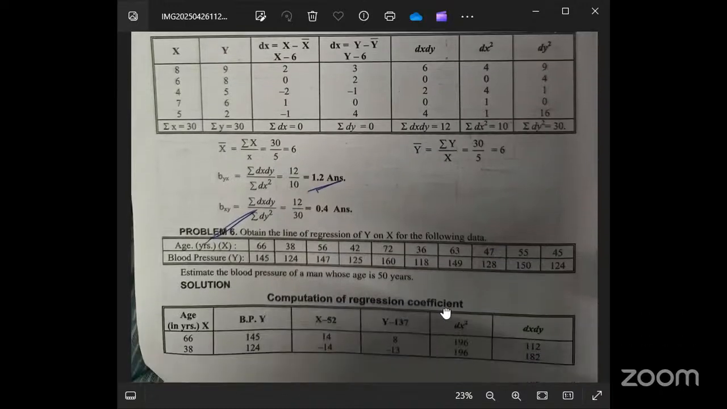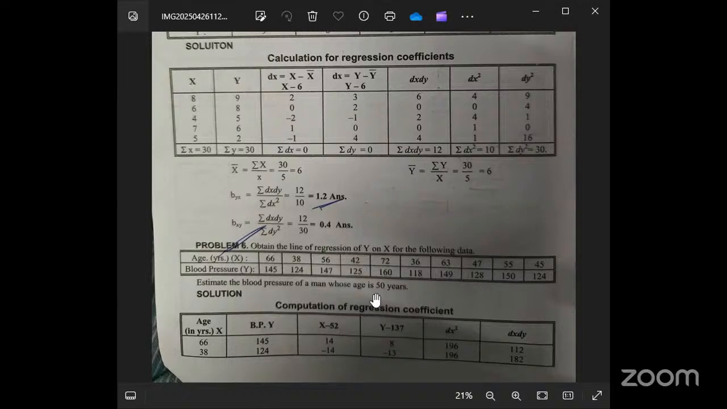If we see the sixth problem: obtain the line of regression of y on x for the following data. Here they have given age and blood pressure; age is x, blood pressure is y. These are the values given to us: 66, 38, 56, 42, 72, 36, 43, I mean, sorry, 63, 47, 55, and 45. And y values are 145, 127, 124, 147, 125, 160, 118, 149, 128, 150, and 124. Similarly, we need to find the total of x, the total of y, then x minus x bar, y minus y bar, then dx square, then dx into dy. That is common.